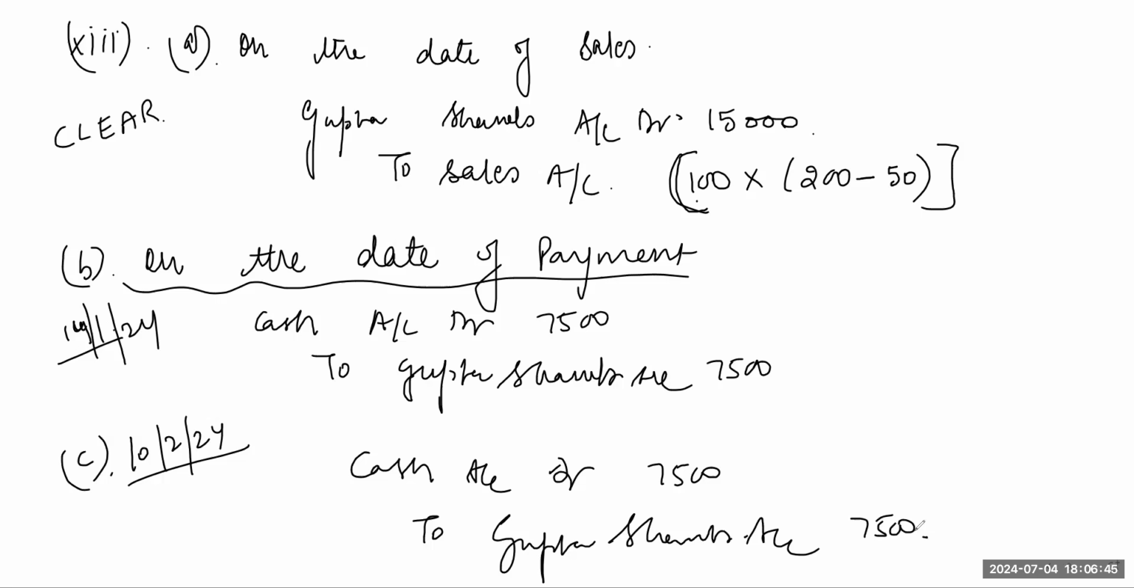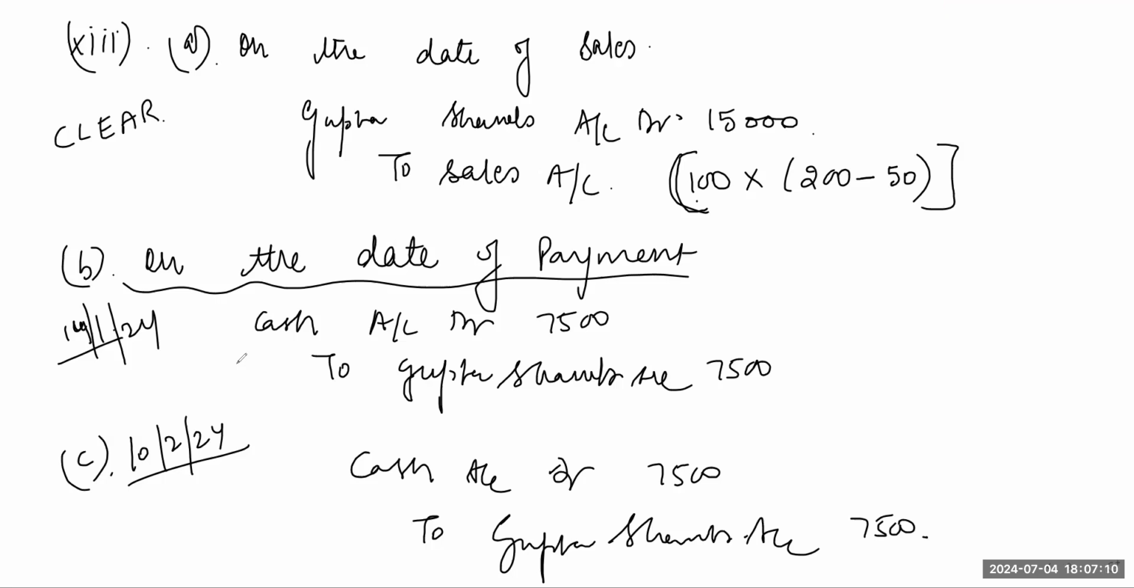Ma'am, can you please explain all three again? I'm a little confused. What are you confused? I mean, what part exactly? Ma'am, like on the day of payment, those transactions that we've journalized, can you please explain them again? Yeah. Okay, just read out the question.